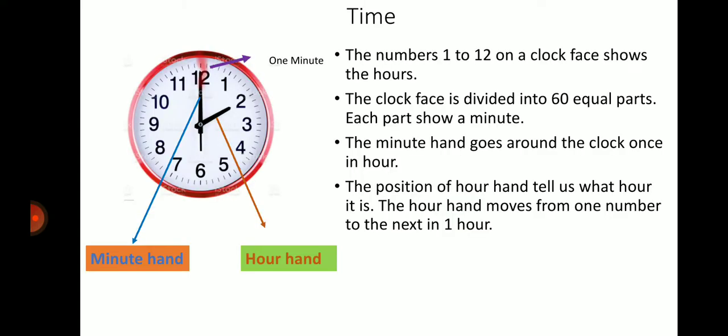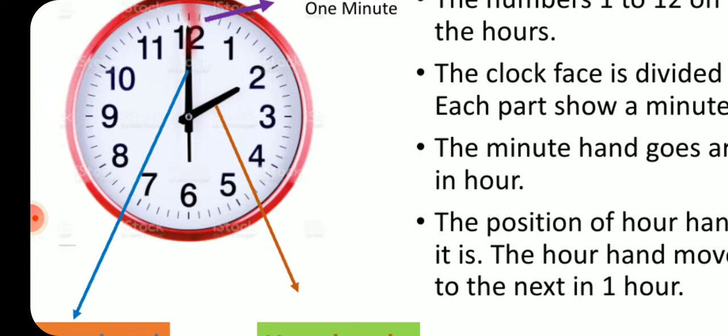See a clock. Can you see a clock at your home? In a clock you will see numbers from 1 to 12. Now these numbers 1 to 12 actually show the hours. And the clock face is divided into 60 equal parts. 60 equal parts means, see, from 12 to 1 there are 5 dots.